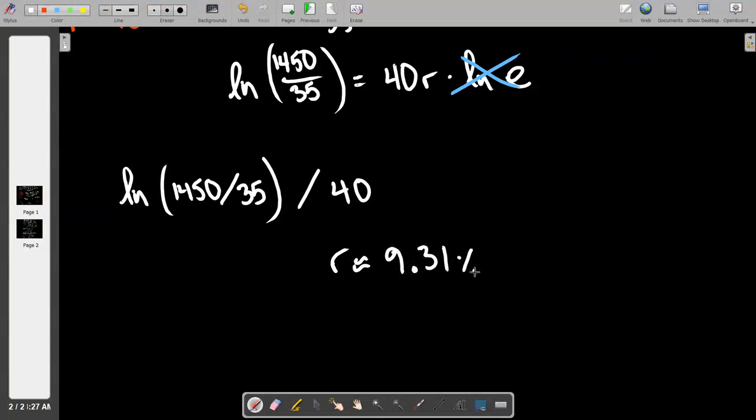So you now have instances in your notes, and you can clean up your notes as you see fit, of solving for A, solving for P, solving for R, solving for T, and also solving for R in the continuous formula. Got it?